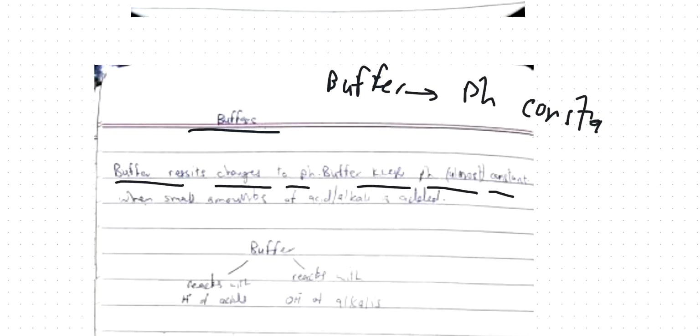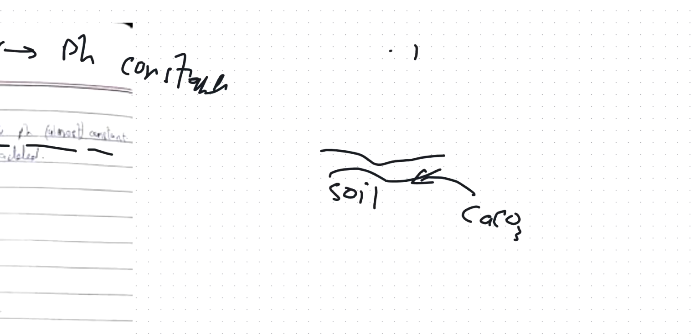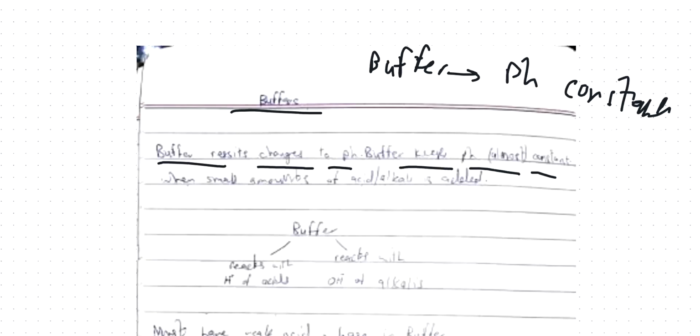So for example, if there was soil and I added some buffer to this soil, for example, calcium hydroxide or calcium carbonate, and if there was acid rain in this soil, the pH would not decrease. So this soil would not become acidic because I have a buffer in my soil. So buffers resist changes to pH. A buffer keeps the pH constant when you add small amounts of acid or alkali.